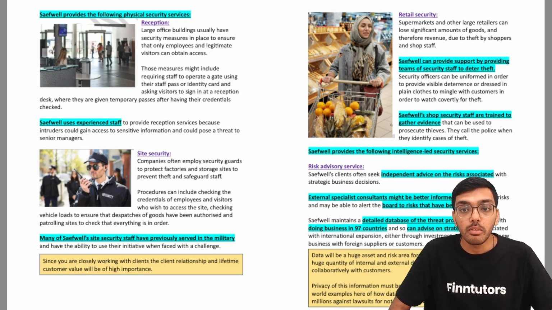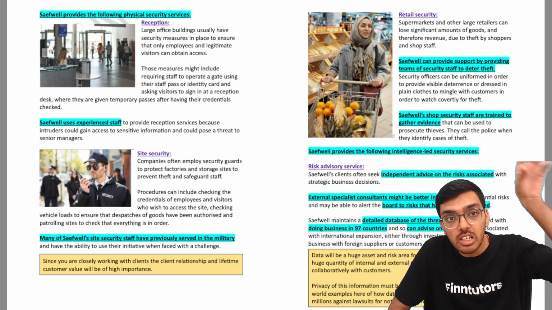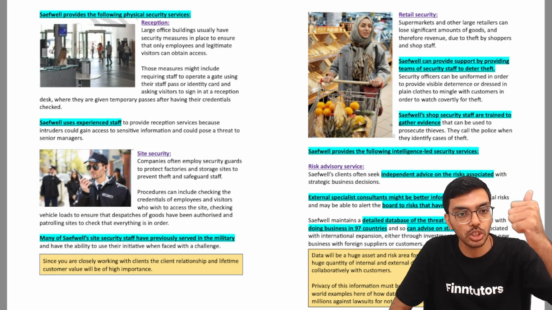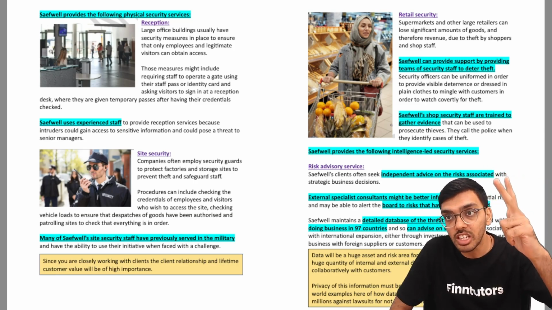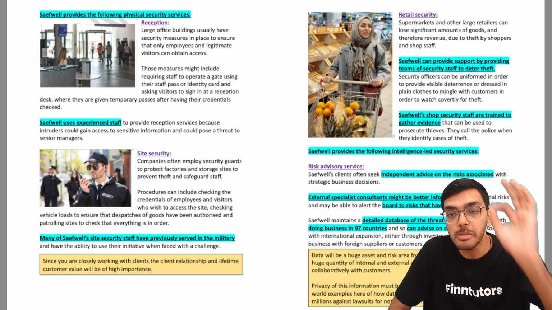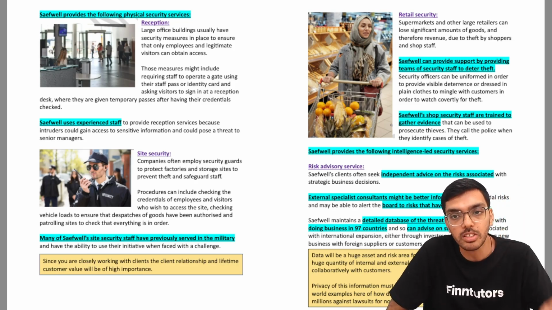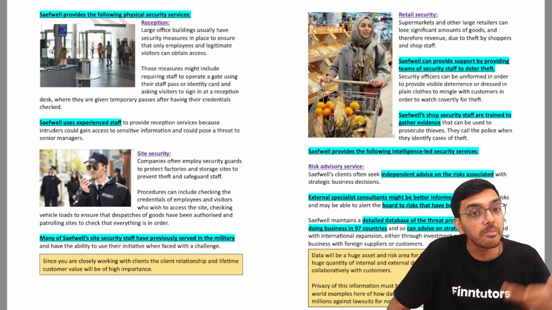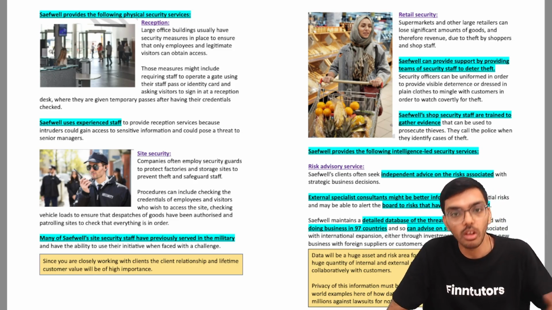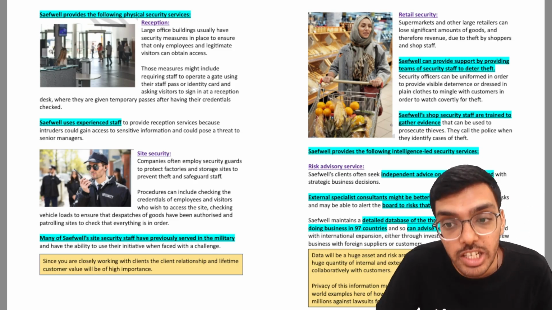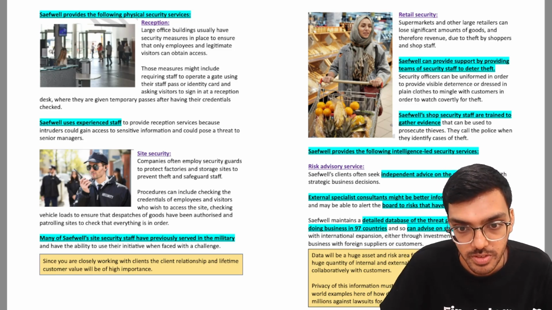So these are your physical security services: reception, site security, retail security. But please remember the concept of client relationship and lifetime customer value, which I have mentioned. Now, coming to intelligence-led services.